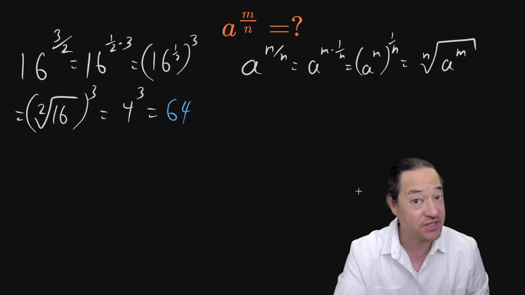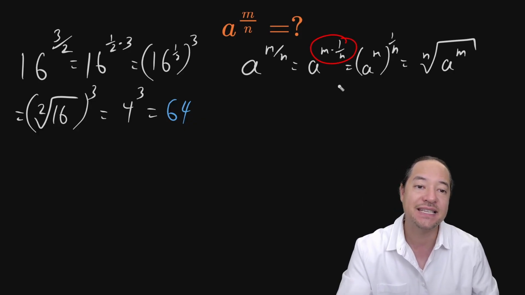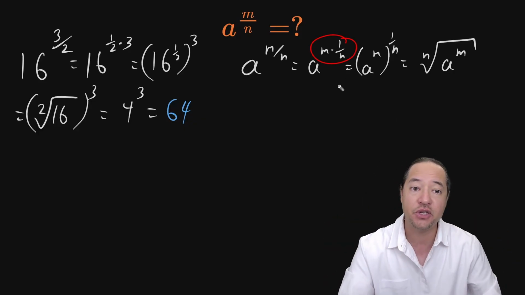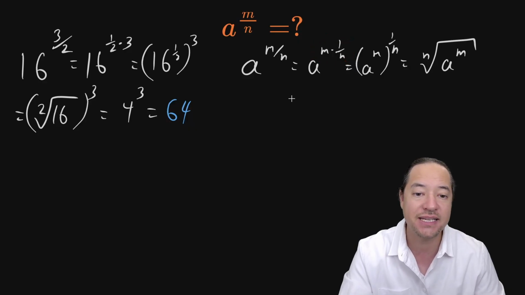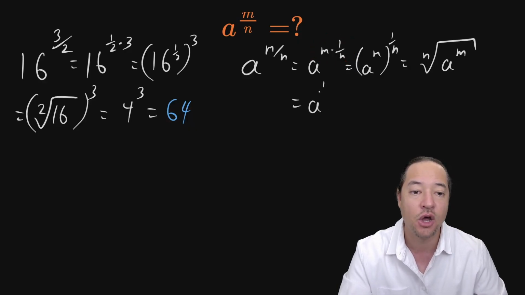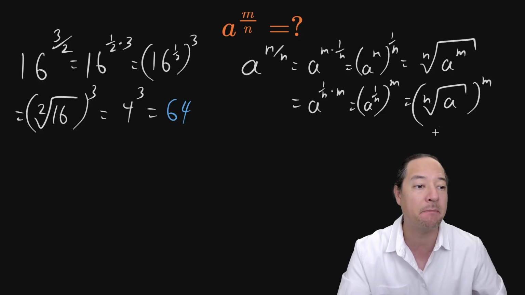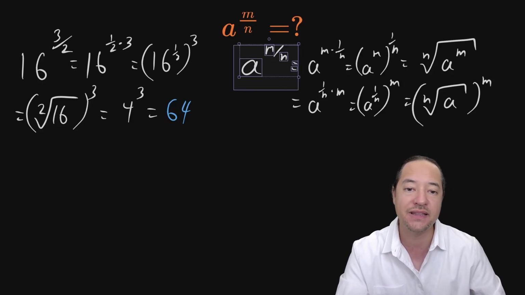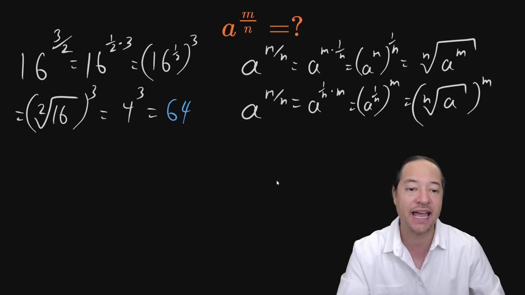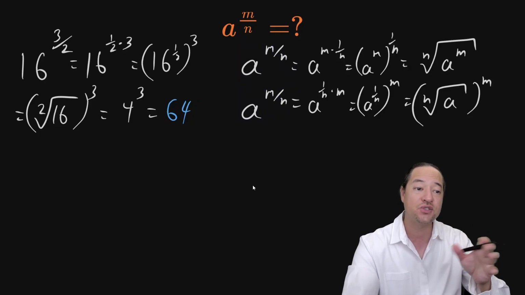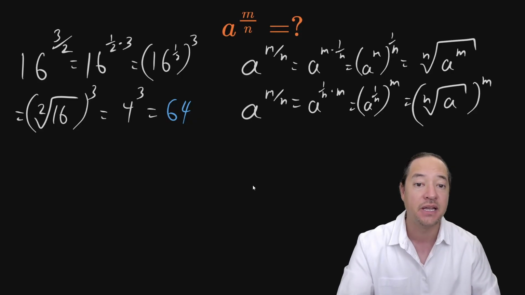Now I could also look at this a different way. I could see this m times 1 over n, well, I could reverse that because multiplication is commutative, and so I say this should be the same as a to the 1 over n times m. And now I'm sort of doing this 1 over n first, raising that to the mth power, and so essentially I'm taking the nth root of a first and then raising that to the mth power. So that should be this exact same thing as what I have over here. So there's two ways we can sort of evaluate these kinds of expressions.